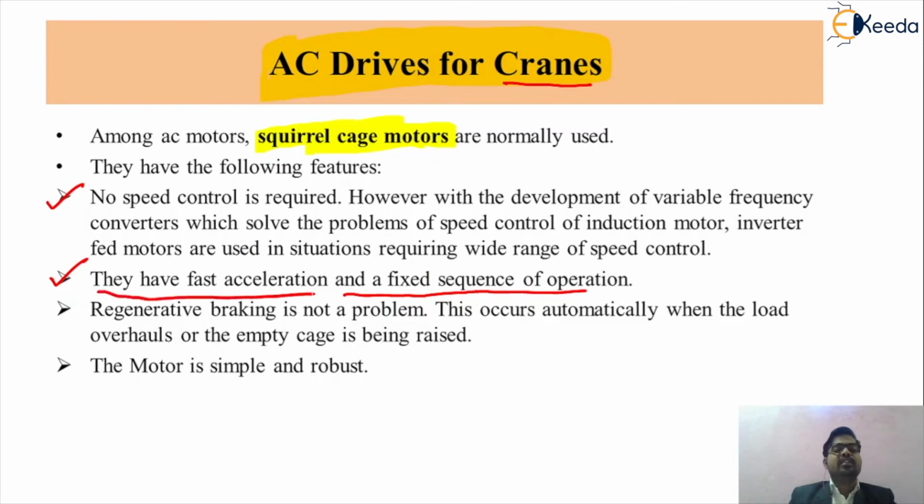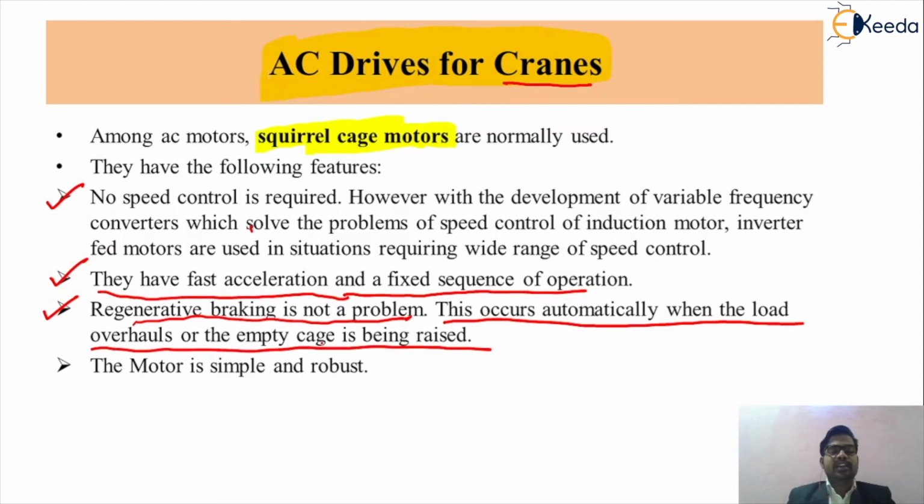So while we are comparing the DC drives and AC drives, the operation of this AC drive will be very fast compared to the DC drive. So that's why in industry we are preferring the AC drive for a particular application. Then regenerative braking is not a problem with the squirrel cage induction motor, because sometimes the squirrel cage induction motor will be used as an induction generator. This basically happens automatically when the load overhauls or the empty cage is being raised. So this is one of the important advantages of the AC drive while selecting for cranes and hoists.